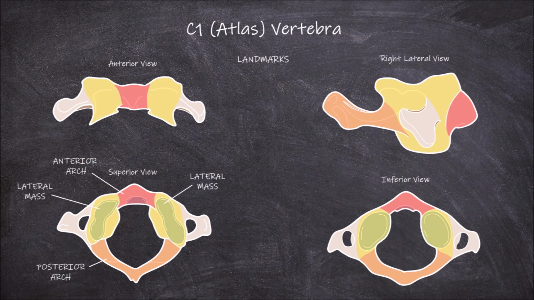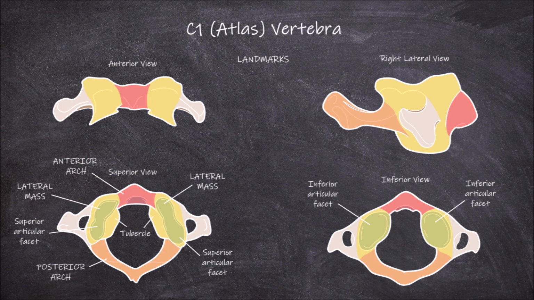Next up are the two lateral masses, which are located between the anterior arch and the posterior arch on each side of this bone. The superior surface of the lateral masses have kidney-shaped facets on them known as the superior articular facets. These are for articulation with the occipital bone. The inferior surface of the lateral masses have circular-shaped facets on them known as the inferior articular facets. These are for articulation with the C2 axis vertebra. On the medial surface of each of the lateral masses is a tubercle for attachment of the transverse ligament.